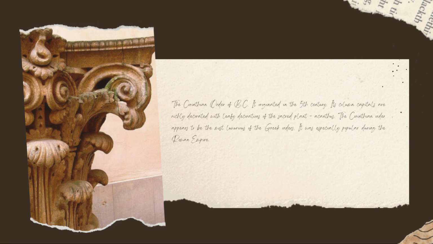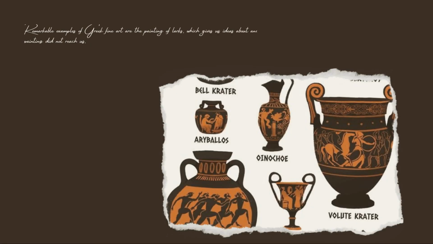The Corinthian order originated in the 5th century BC. Its column capitals are richly decorated with leafy decorations of the sacred plant, acanthus. The Corinthian order appears to be the most luxurious of the Greek orders. It was especially popular during the Roman Empire.